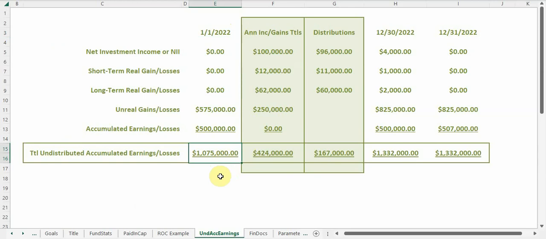$1,075,000. But what you do not see is that that number is comprised of accumulated earnings in the amount of $500,000 and unrealized gains of $575,000. You'll also notice we have net investment income of 0, short-term realized gains, and long-term realized gains of 0. And the reason these amounts are set at 0 is because it is the first day of the new year, where no activity has transpired in those particular accounts.